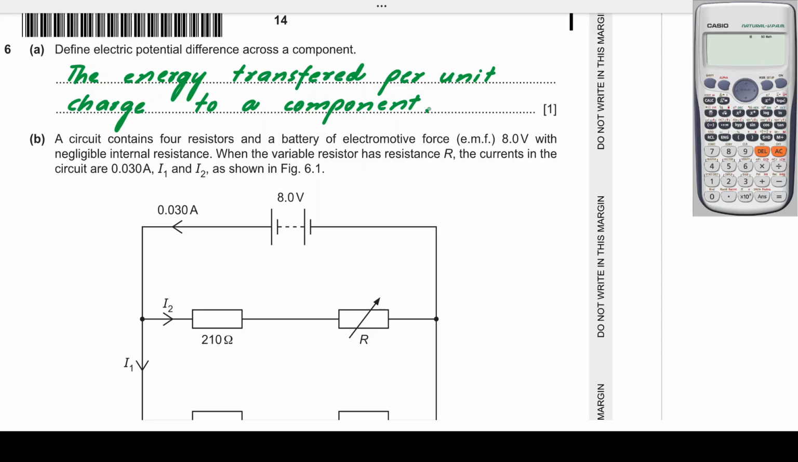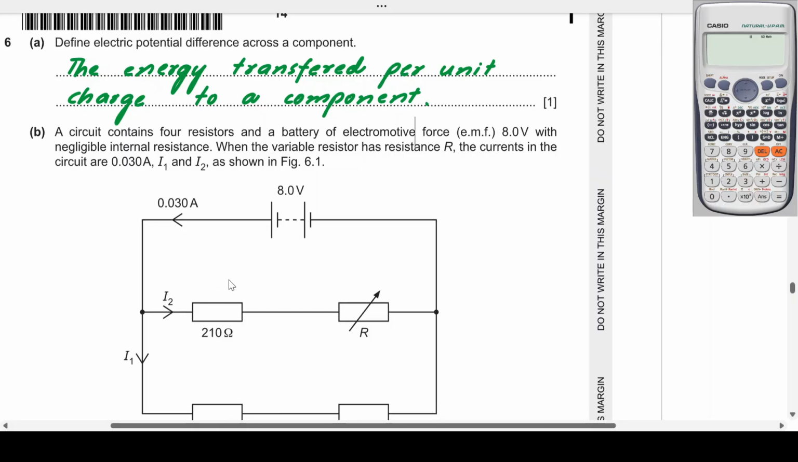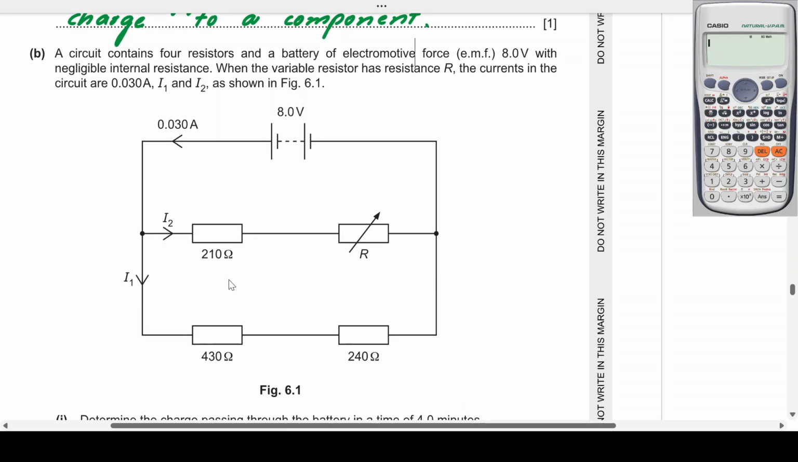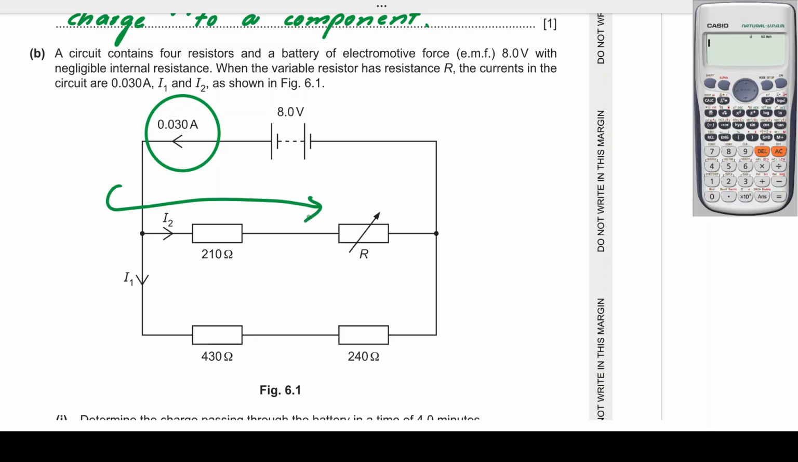Okay, then we have part B. A circuit contains 4 resistors and a battery of electromotive force 8 volts with negligible internal resistance. When the variable resistor has resistance R, the current in the circuits are 0.030 amperes. I1 and I2 are shown. So the total current coming out of the battery is this much. Part of the current flows through this loop and part of the current flows through the second channel.